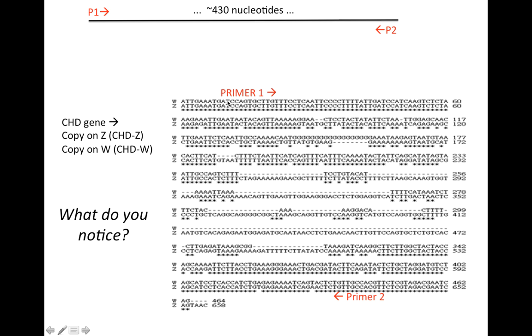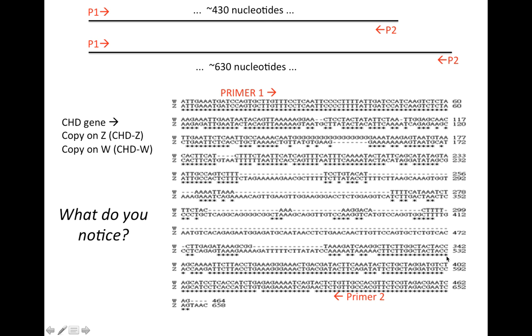Well, what about on the Z? Okay, well, on the Z, when the Z is amplified, we'll also start here and we'll add nucleotides, and keep adding. This is going to be a little bit longer, right? Because we've got all this sequence here where the Z has sequence and the W does not have sequence. So that means to get to the primer, we're going to have to go further. There are more nucleotides between our primers on the Z. Okay, so that means that on the Z copy, we'll get about 630 nucleotides.